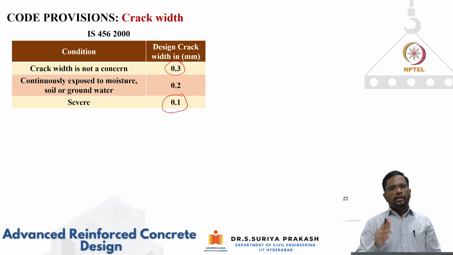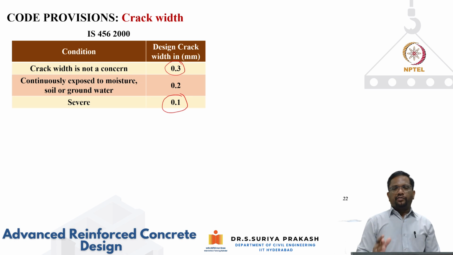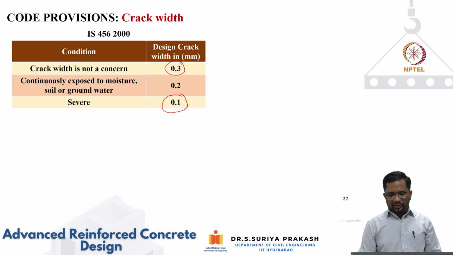Okay, not at ultimate. At ultimate anyway, you'll have large crack width, because when the structure reaches ultimate, that means it is going to fail. So at that point of time, you'll have it, but we check crack widths only under serviceability conditions. We will talk about how we check for this crack width when we talk about flexural design for serviceability.